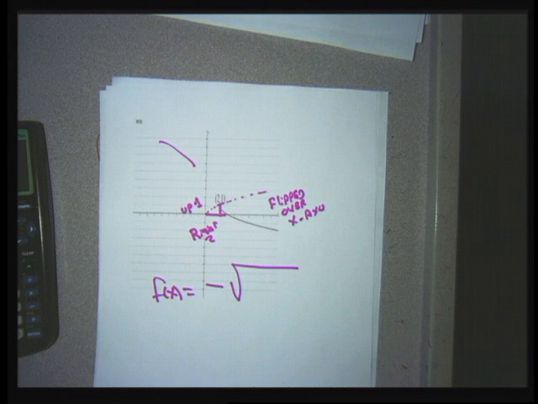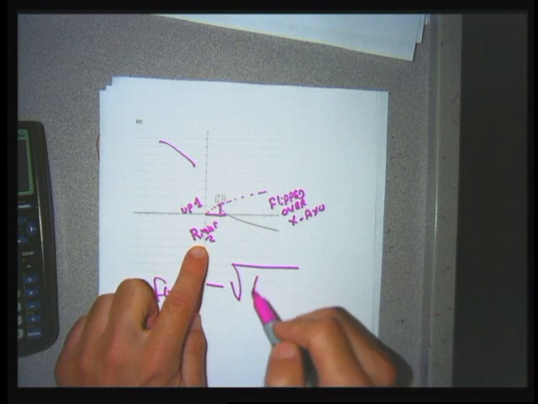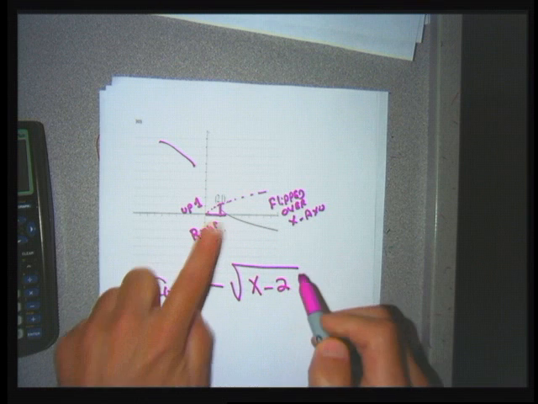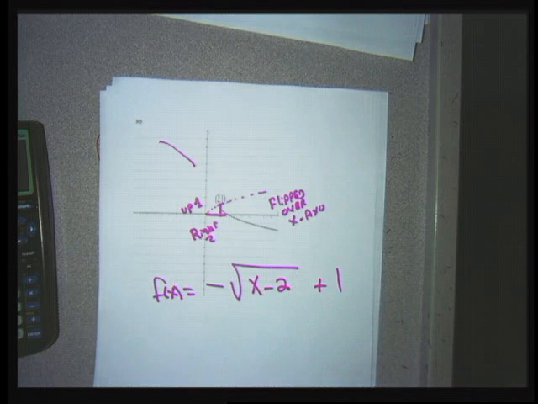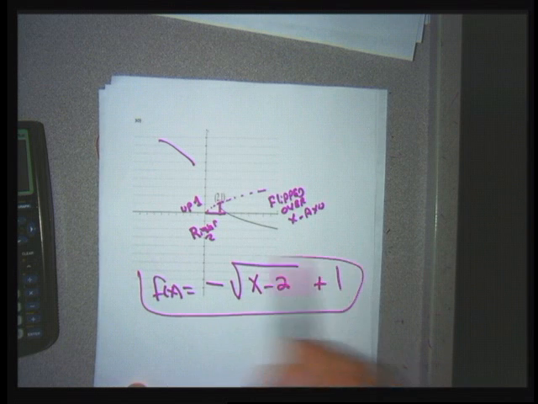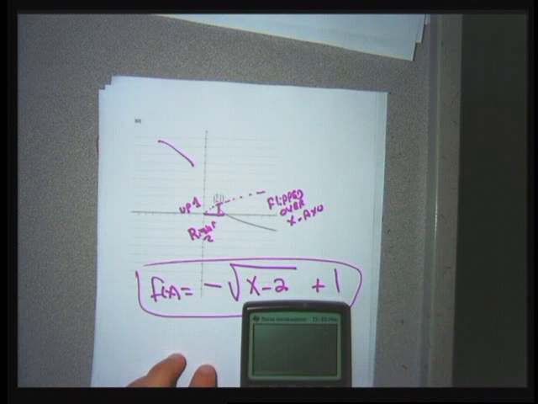square root symbol. To get it to the right 2, right is inside the absolute value with a minus, and to get it to go up 1, that's after the absolute value with a plus. So this equation, if I graphed it on my calculator, and I can graph it just to show you that it works. In fact, I could have graphed the last one to show you that it works.